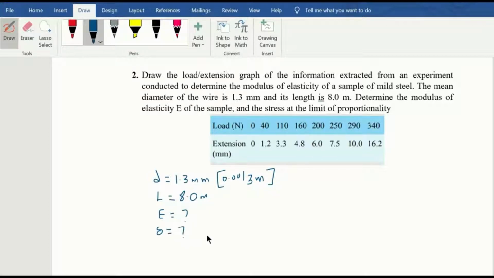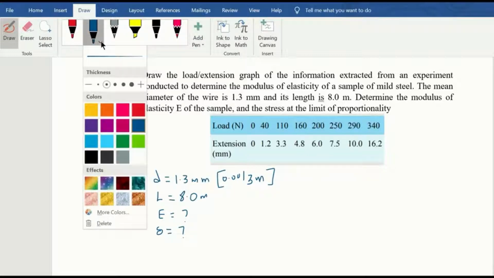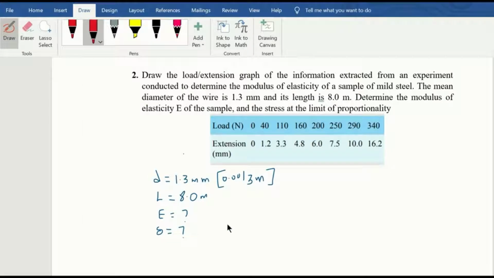All right, now to solve this question, the first thing I have to do is use the formula that relates to the graph, and I know that E is equal to the gradient or the stiffness times the original length, which is 8.0, over the area. Now to get the area, I can use the diameter. I will use the area formula.